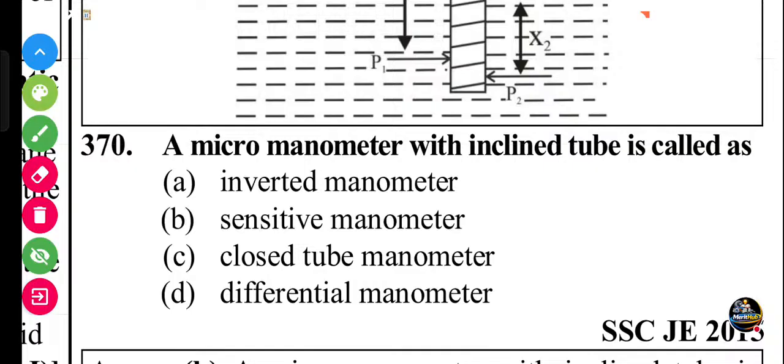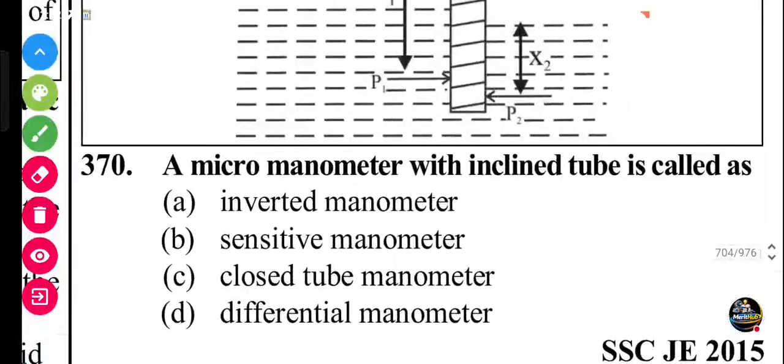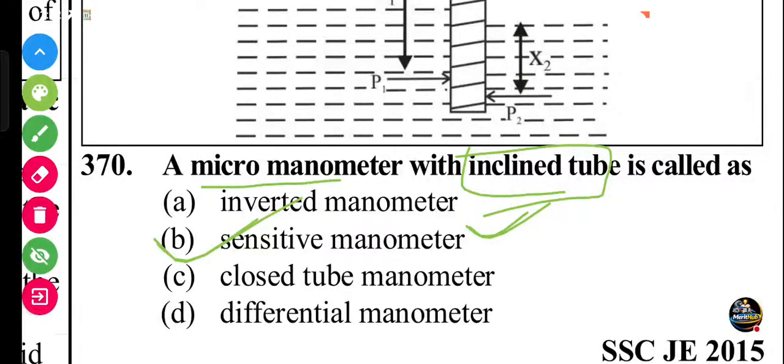Next question. A micromanometer inclined tube is called: inverted manometer, sensitive manometer, closed tube manometer, differential manometer, micromanometer. Let's check. Sorry, sensitive manometer. Inclined tube manometer is the sensitive manometer. Sorry friends, the micromanometer with the inclined tube is the sensitive manometer.